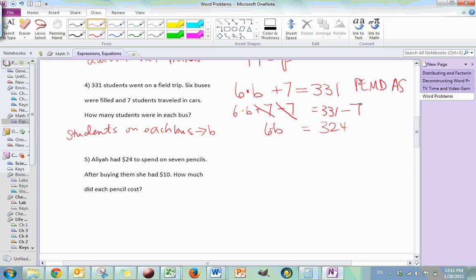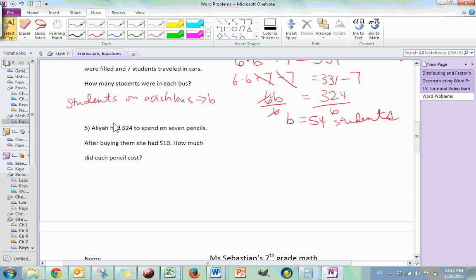324. Then at the next step, you're going to say, okay, this 6 is still being multiplied by the b, so I need to do the opposite. Let's divide by 6. And then these cancel out, b equals, and that's going to come out to 54. So each bus holds 54 students.